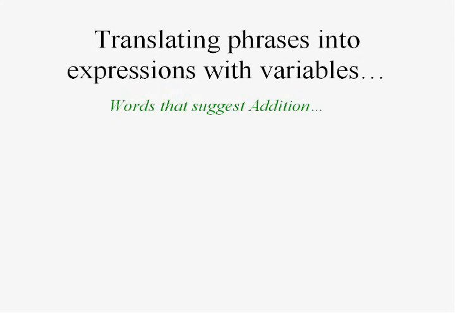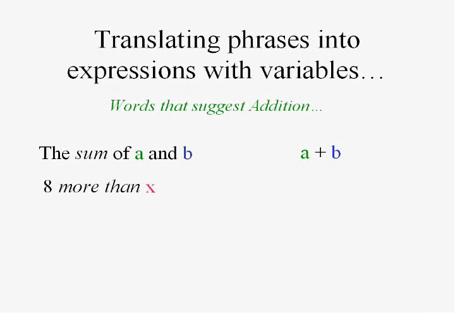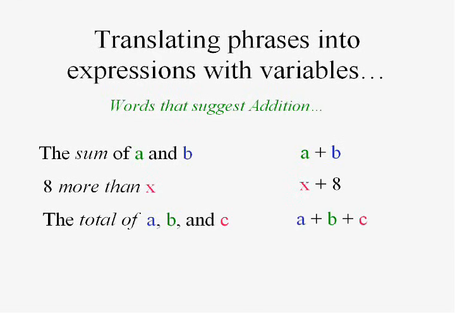The words that suggest addition: the word sum, of course. The sum of A and B means A plus B. More than, that phrase is interpreted as addition. 8 more than x means I started with x, that's why I put that first, and I have 8 more than that, so x plus 8. The word total, usually for more than 2, infers addition as well. So that's going to be A plus B plus C. And increased by is another one that infers addition.